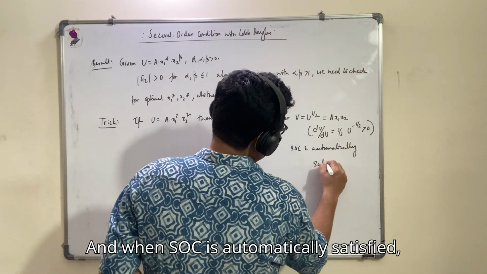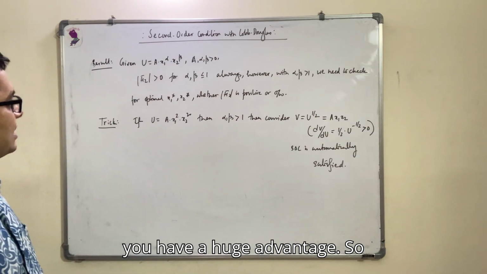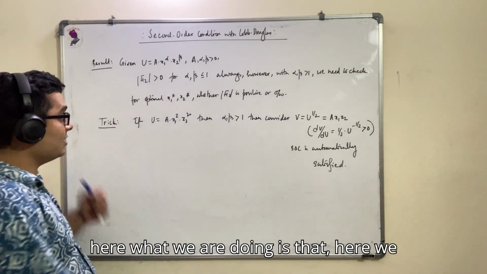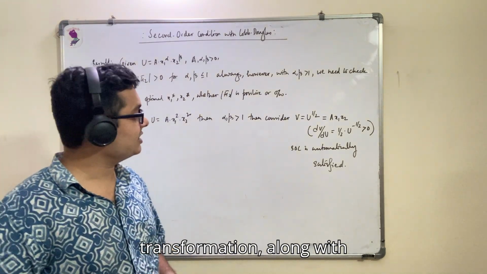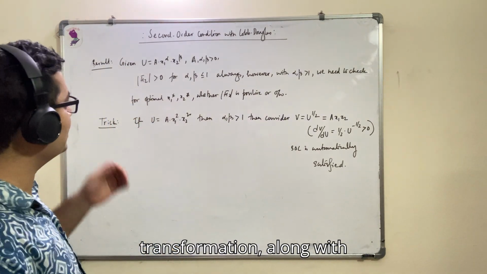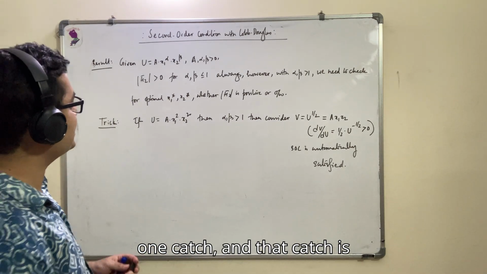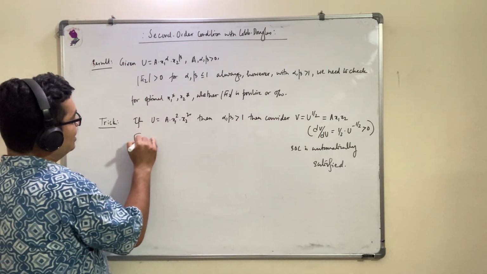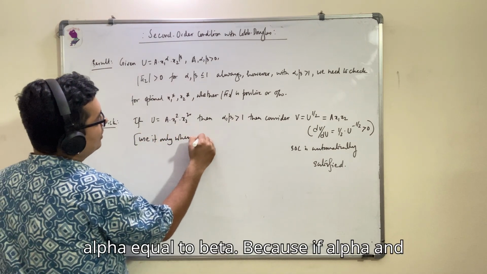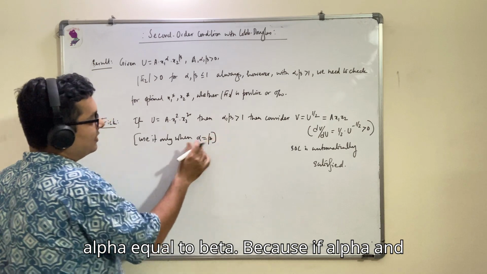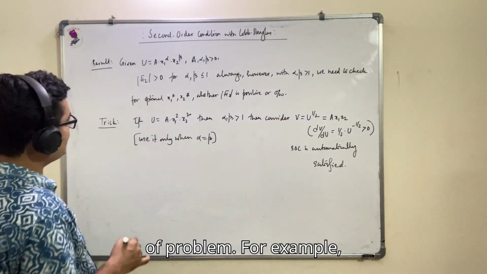And when SOC is automatically satisfied, you have a huge advantage. So here what we are doing is using the trick of increasing transformation along with our first result. But there is only one catch, and that catch is: use it only when alpha equals beta, because if alpha and beta are uneven, then we have a little bit of a problem.